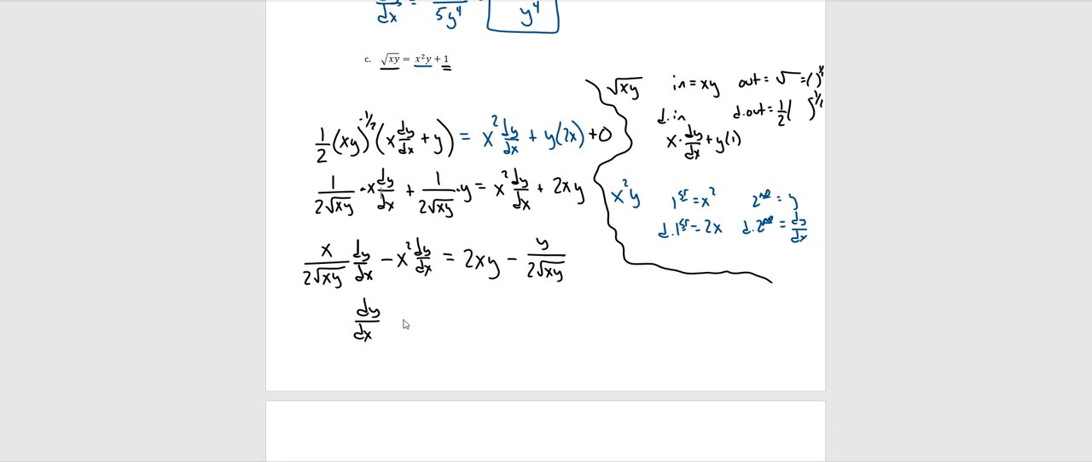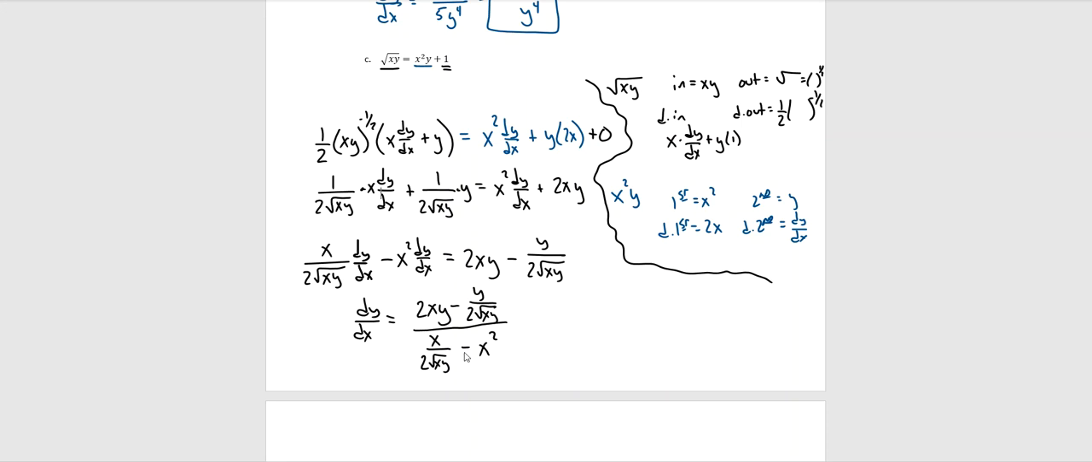I'm running out of room. Please follow this. 2xy minus y over 2 square root of xy. That's my right side. And if I factor out the dy dx, what am I going to be left with? I'm going to be left with these terms: x over 2 square root of xy minus x squared. When I factor out the dy dx, the fraction minus x squared becomes the coefficient of dy dx, so that becomes our denominator.